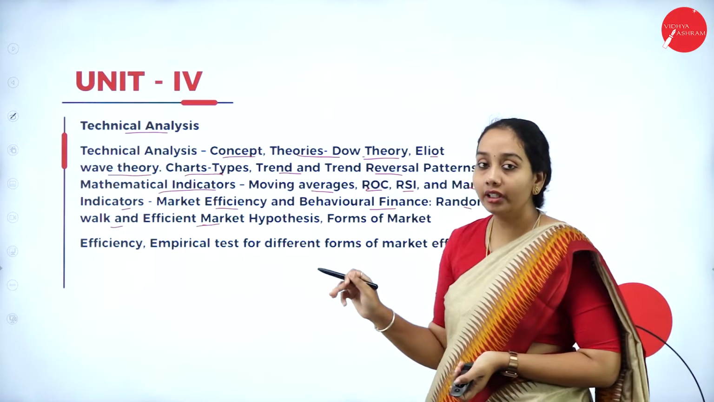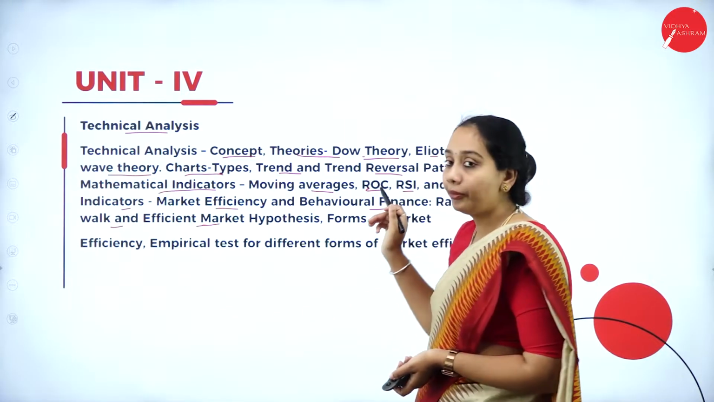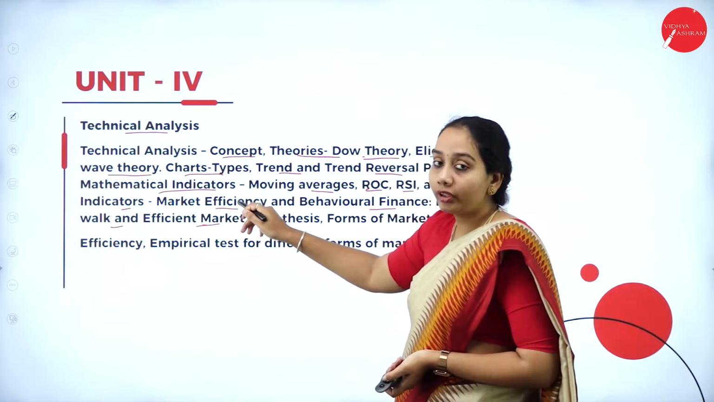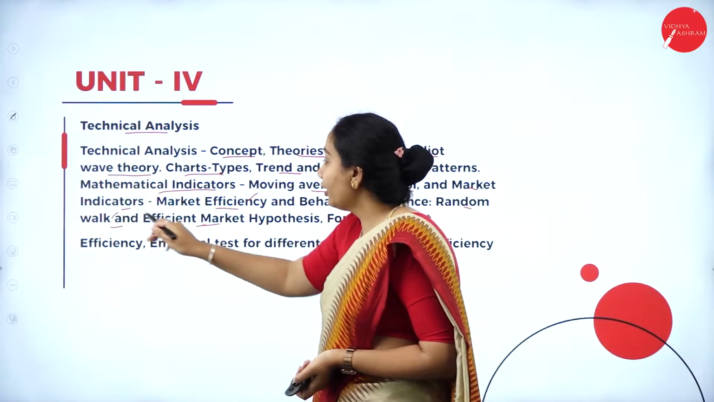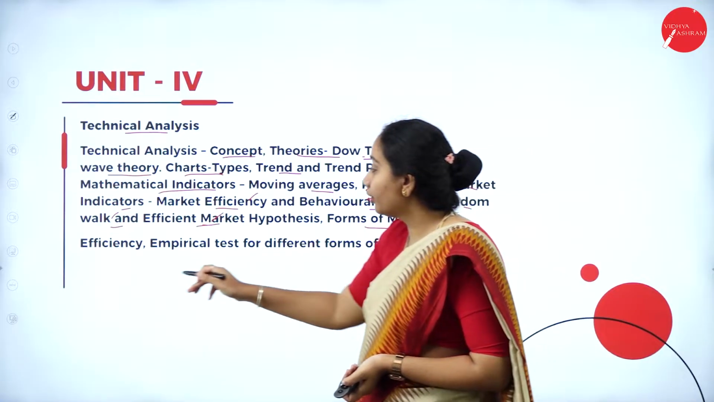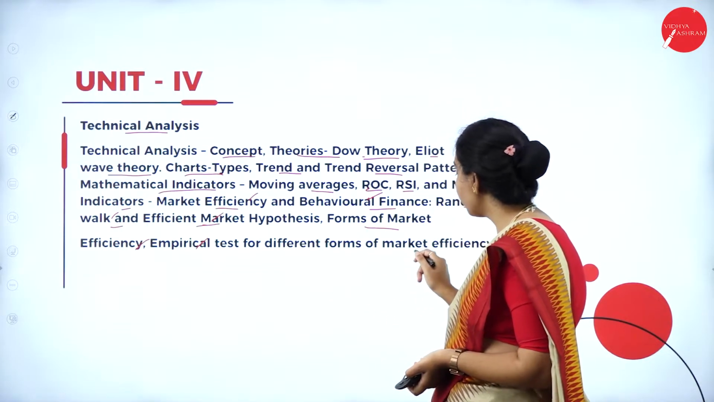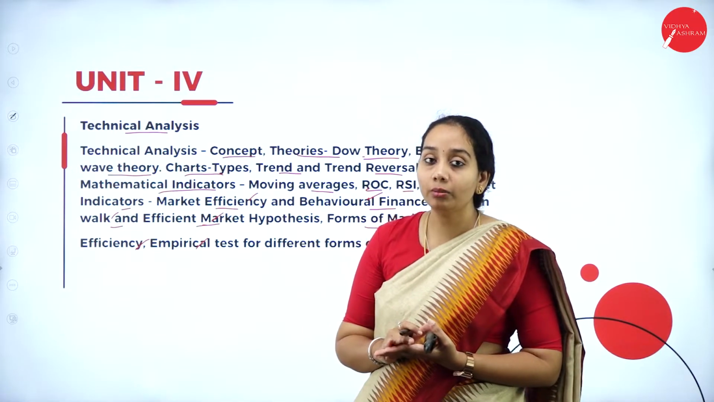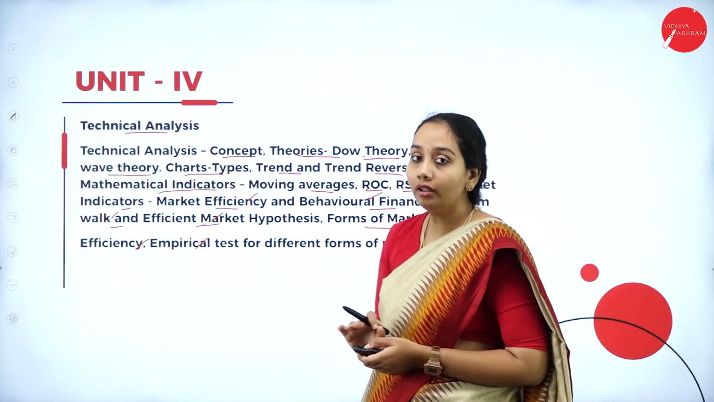All this you're going to learn here regarding trend analysis. We have got moving averages, we have got return on capital calculations, and you're going to learn about market indicators. Under that, you're going to see what a basic indicator is, that is market efficiency, behavioral finance, and random walk and the efficient market hypothesis. Then next we're going to learn about the forms of market we have got. So we have efficient market, empirical market, and then empirical tests for different forms of market efficiency. All these are regarding the technical part. So you're going to learn in detail about the calculations and technical part of investment portfolios. This is regarding unit 4.